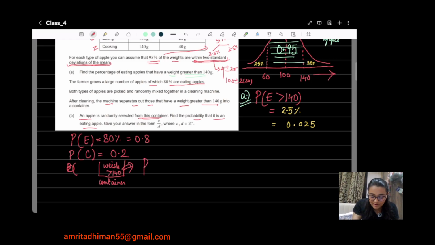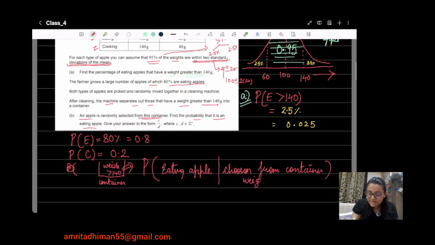So that means we need to find out the probability that it is an eating apple, given that it is chosen from the container, and the container having the apple whose weight is greater than 140.